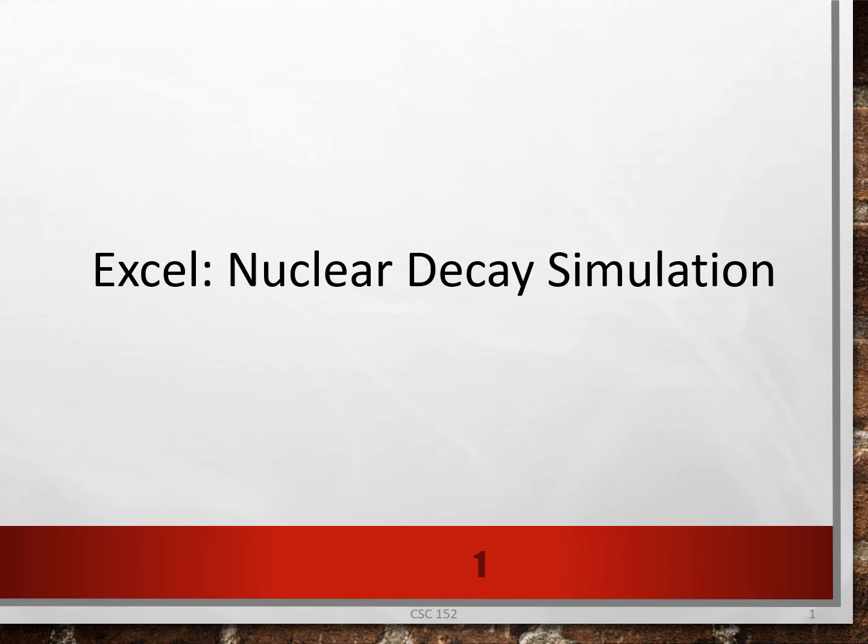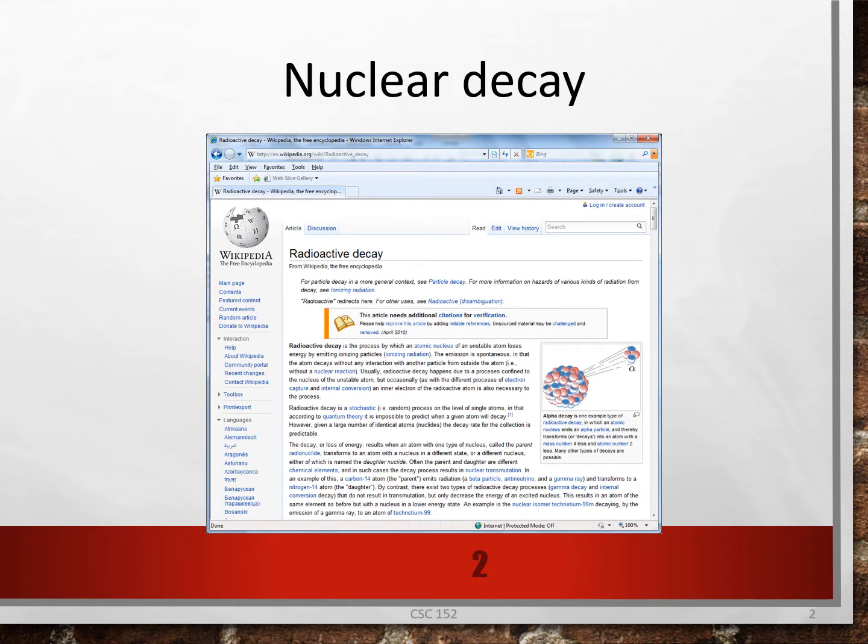In this presentation, we're going to use Excel to perform a simple nuclear decay simulation. We will imagine having a set of radioisotopes. Each individual radioisotope in a given unit of time has a probability of decaying and becoming something else. And so then as we watch the collection of radioisotopes, they will undergo an exponential decay.